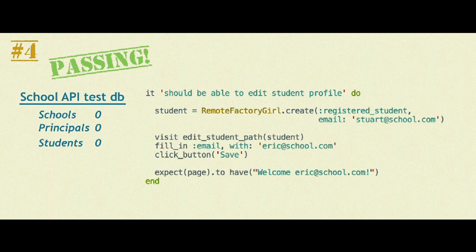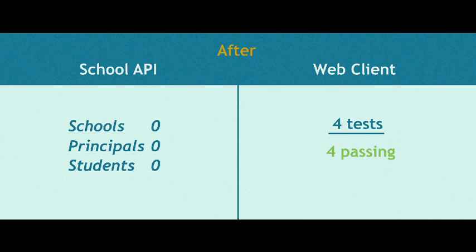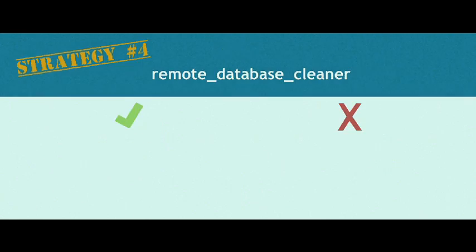And this, we don't want any state left in the school API test database. And we have 4 passing tests. And this is what we want, and our customer is really happy. So the advantages and disadvantages. We're not bleeding state between tests with Remote Database Cleaner, but we still have to manage the school API server.